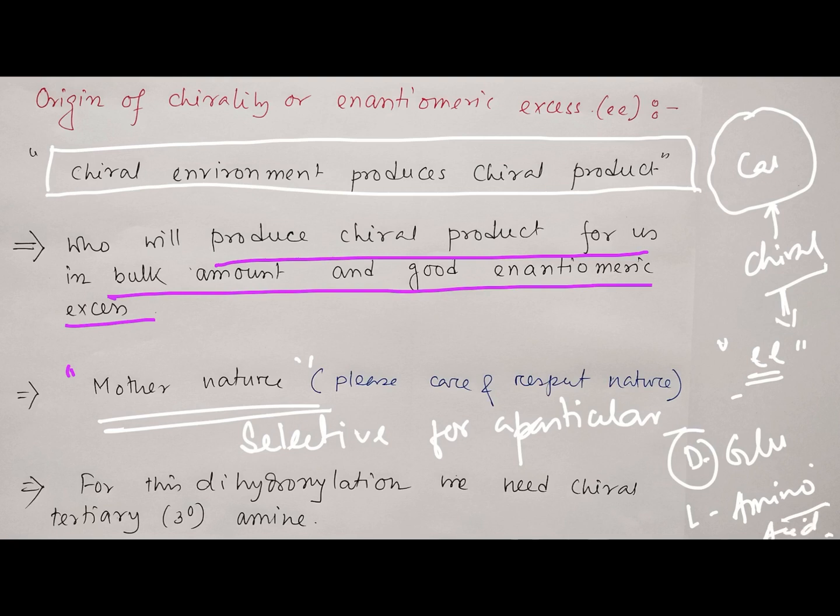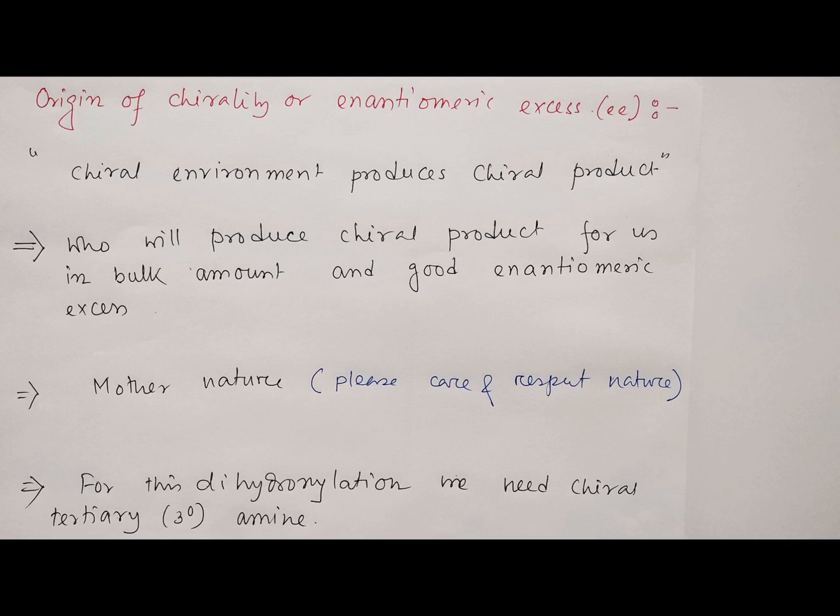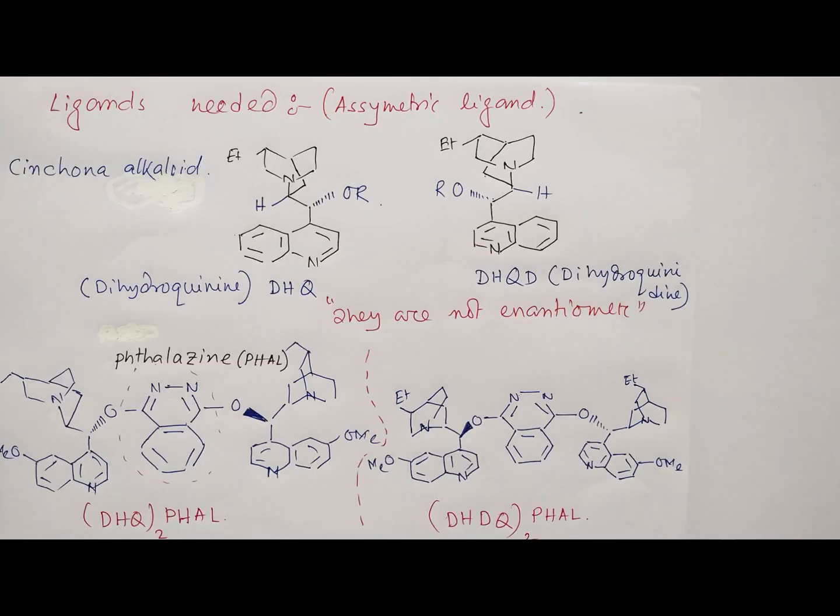So in this way we can say that if we explore mother nature properly, we can find our desired tertiary amine, and we can use that tertiary amine as a catalyst which will coordinate to the metal center and provide the enantioselectivity. Let's discuss that. For this purpose, what do we choose? We choose ligands from the cinchona alkaloids.